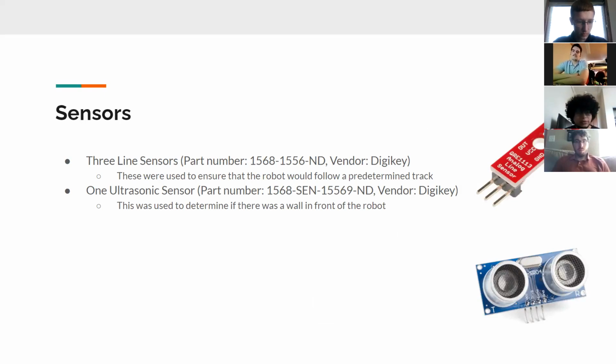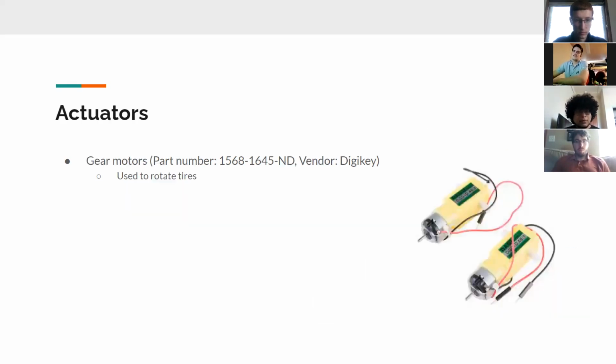Okay, so the sensors we used were 3 line sensors, which allowed the robot to track the line we had set down, and we also used an ultrasonic sensor, which allowed the robot to detect the wall that was in front of it. And for our actuators, we used gear motors, which were used to rotate the tires, which allowed the robot to move. Going off to Andrew.